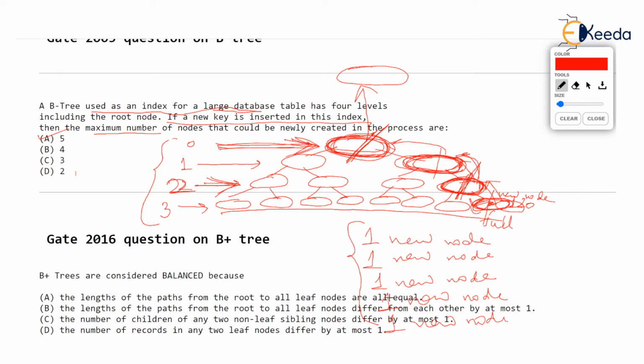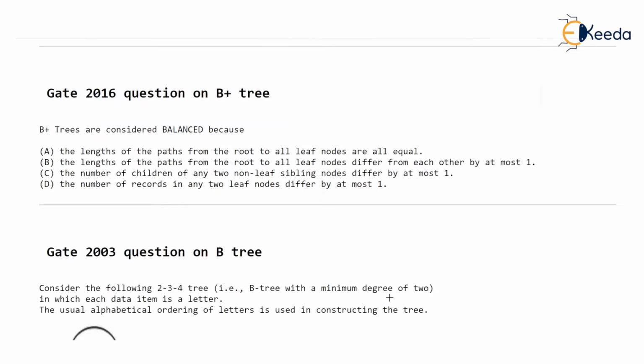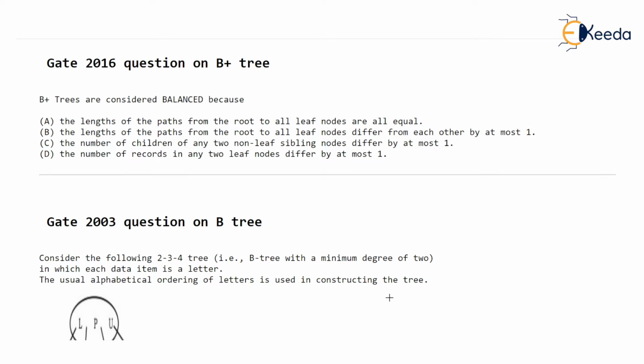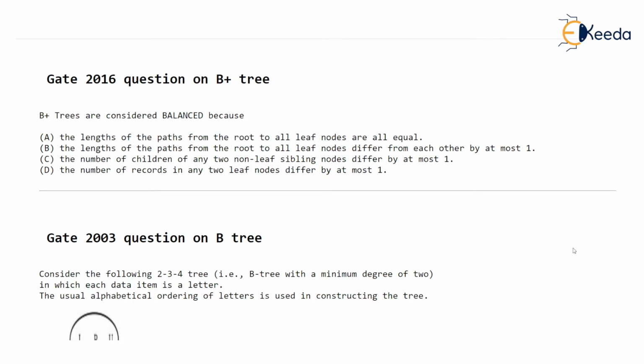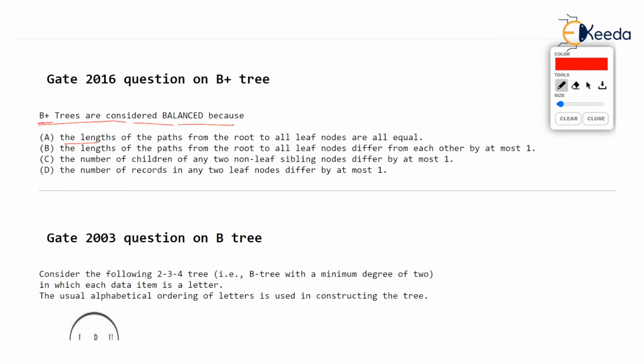Okay, thank you. Now let's see a GATE 2016 question. This is a very easy question. This should be solved in less than 1 minute. B plus trees are considered balanced because, why is a B plus tree balanced? Because the length of the paths from root to all leaf nodes are equal. This is the answer. No need of reading the other options.